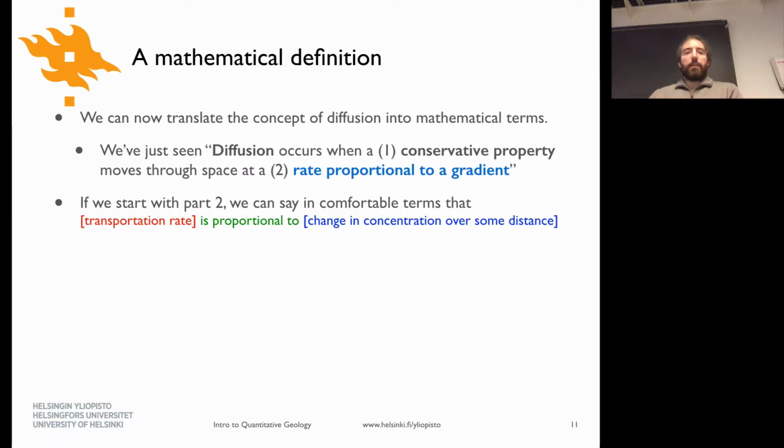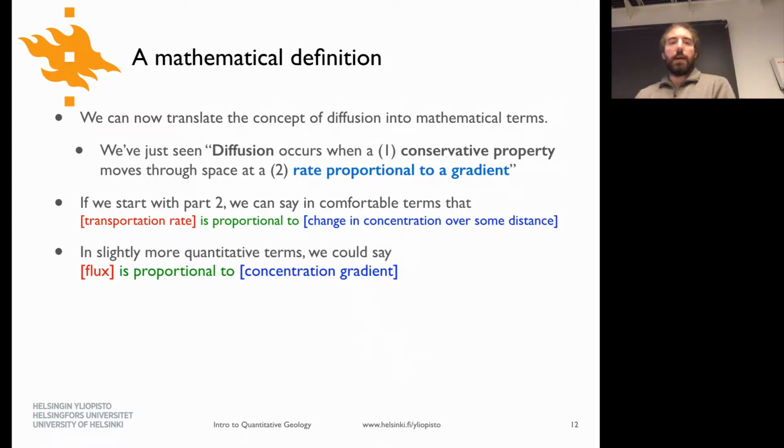So here's our definition. This kind of nasty thing. If we take this rate proportional to a gradient part, we can translate this into some kind of mathematical definition here by just saying that, okay, well, what this says is the transportation rate is proportional to the change in concentration over some distance. That's just another word for gradient in this case. And I think that's kind of not so bad to deal with.